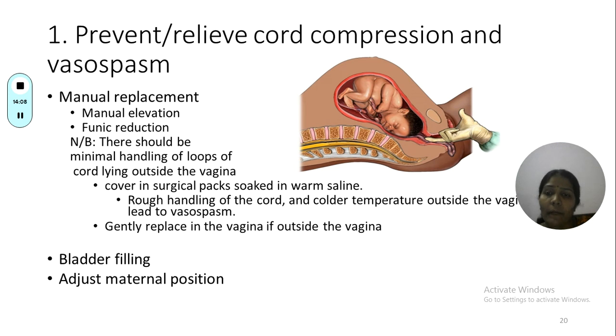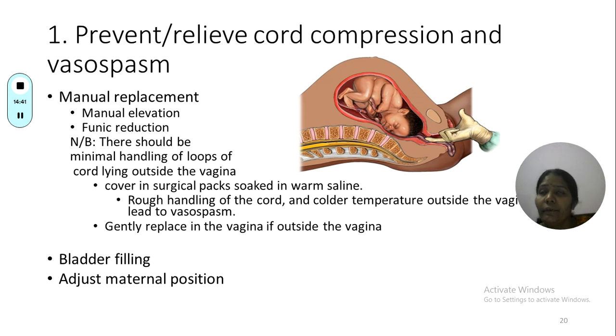These loops have to be covered with a surgical pack soaked in saline, but rough handling or pulling of the cord will increase the vasospasm and reduce the blood supply to the fetus. Gently replace the cord, pack it with warm saline and elevate the presenting part high up till we deliver the fetus. Or if it is a cesarean section, till the baby is delivered, the hand should be kept in the vagina.